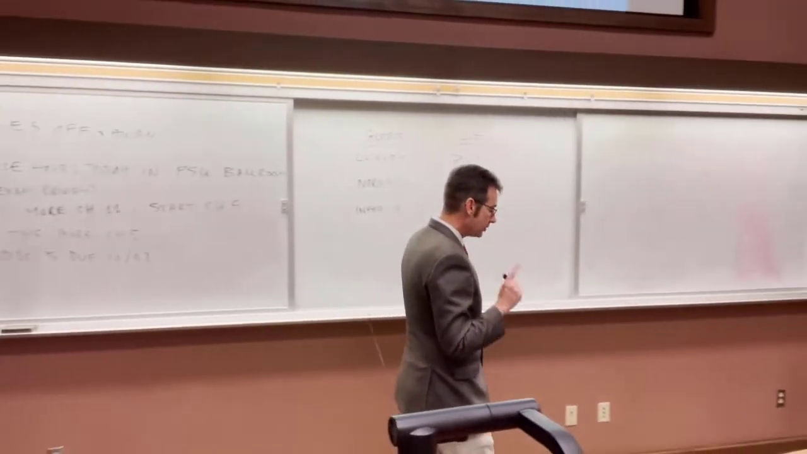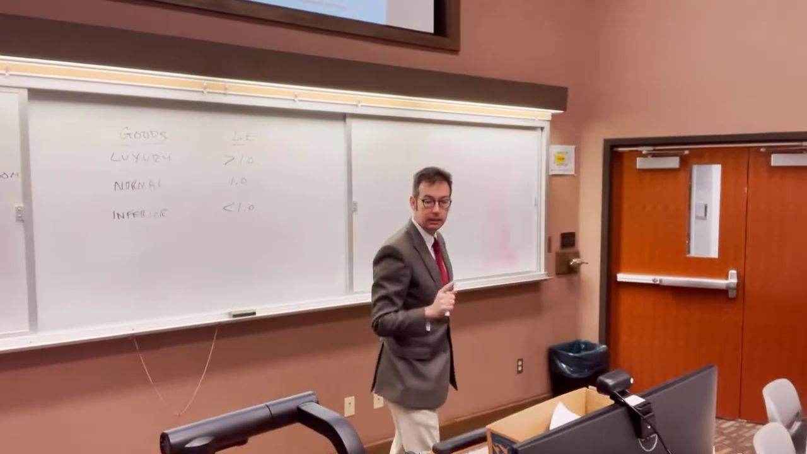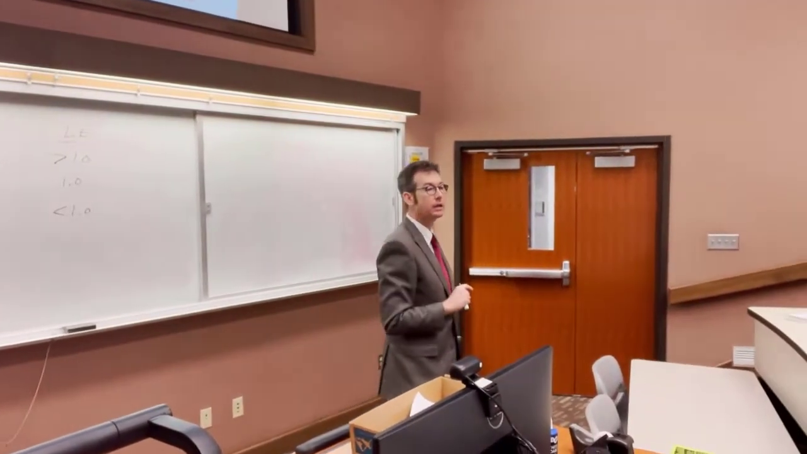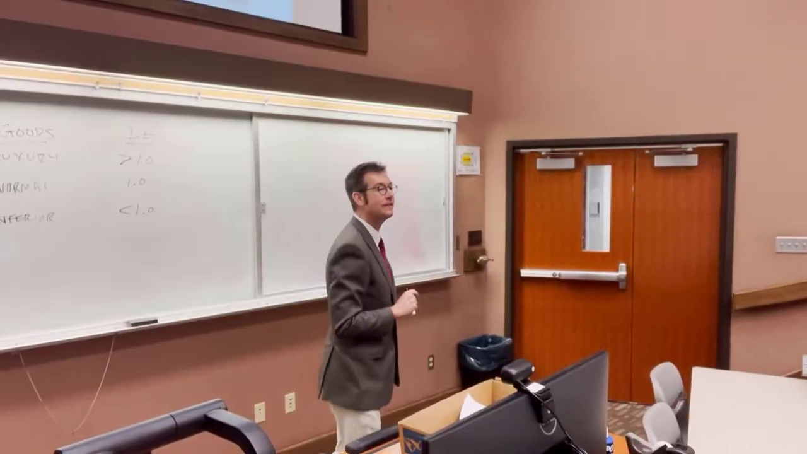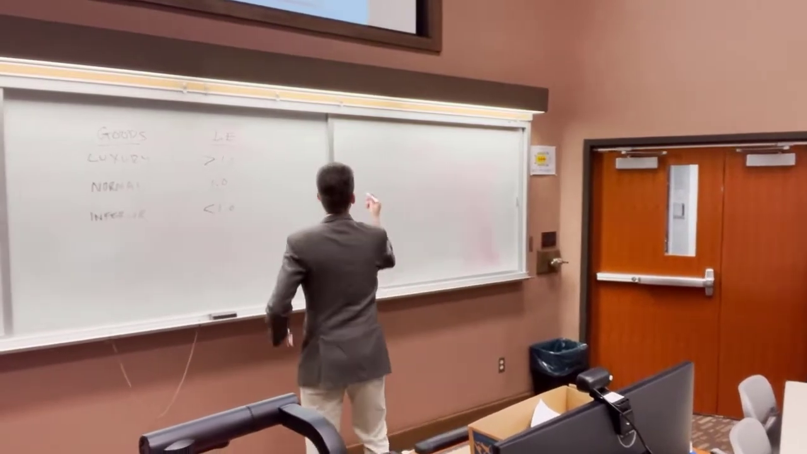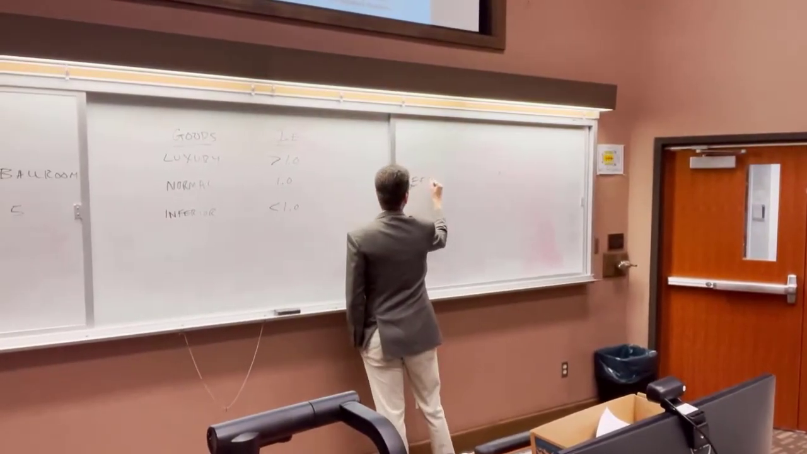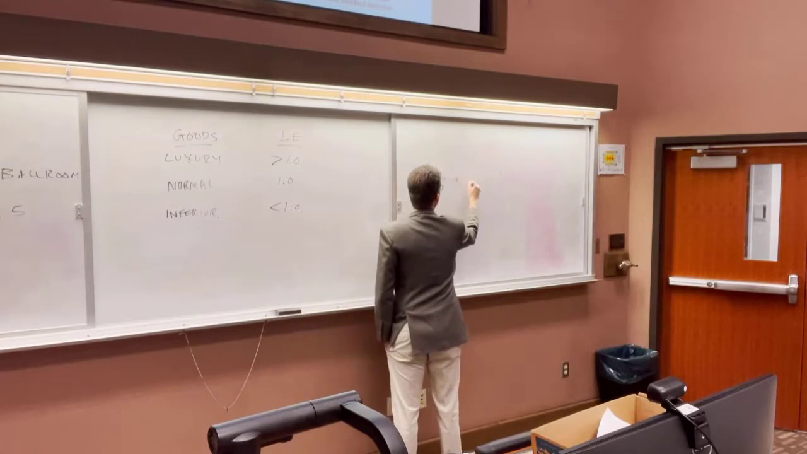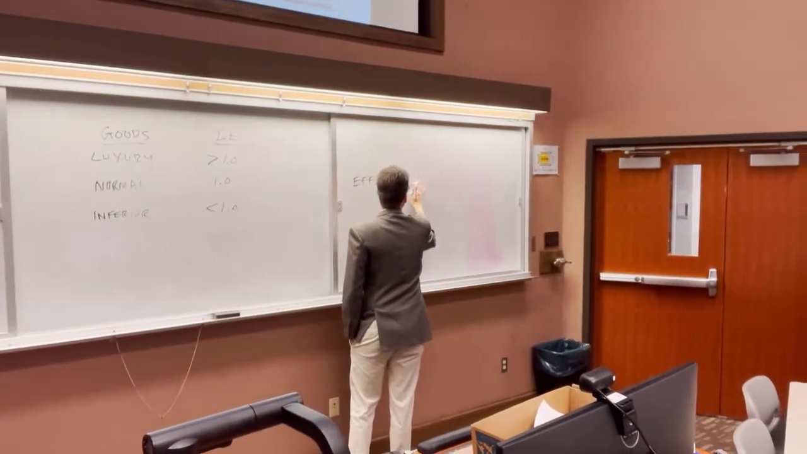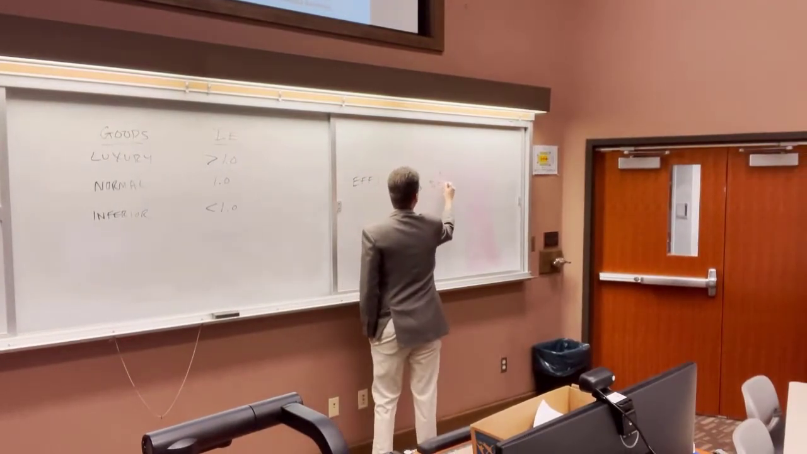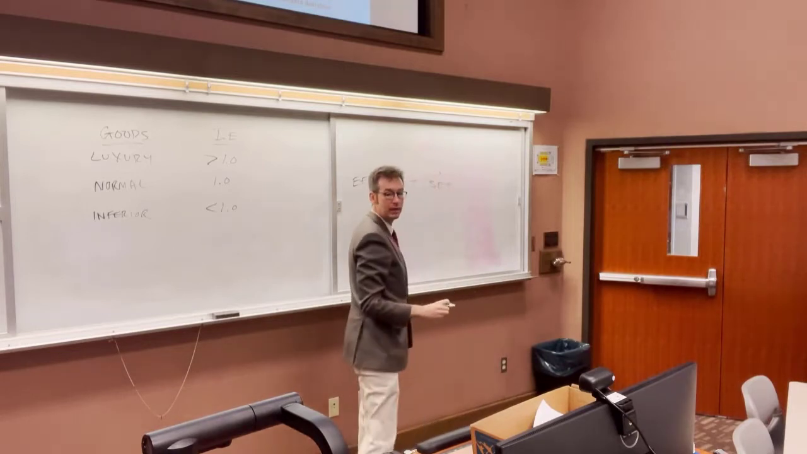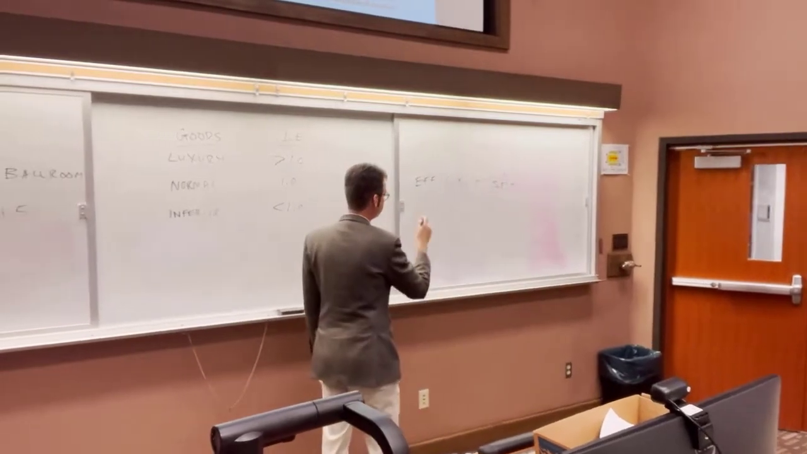We call that space between MV and super tech the efficient set. It's not efficient to invest below MV on that curve.